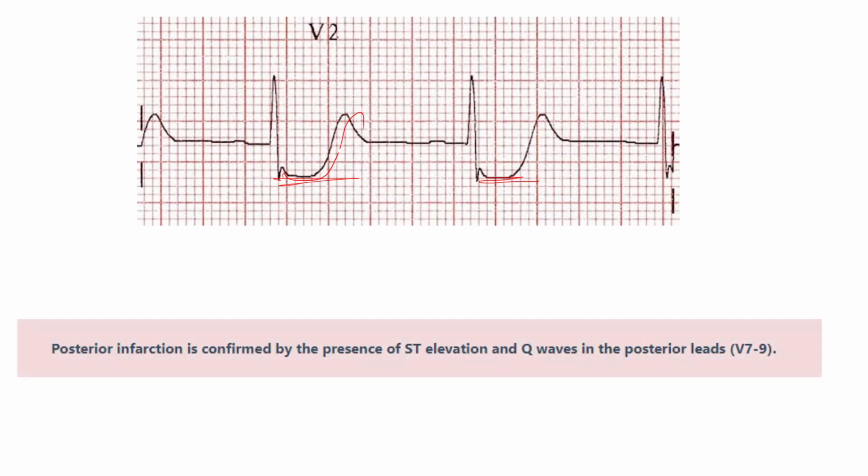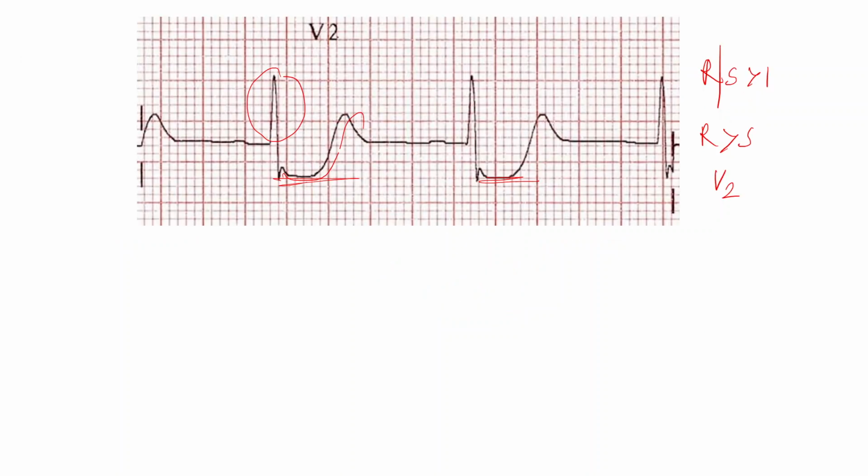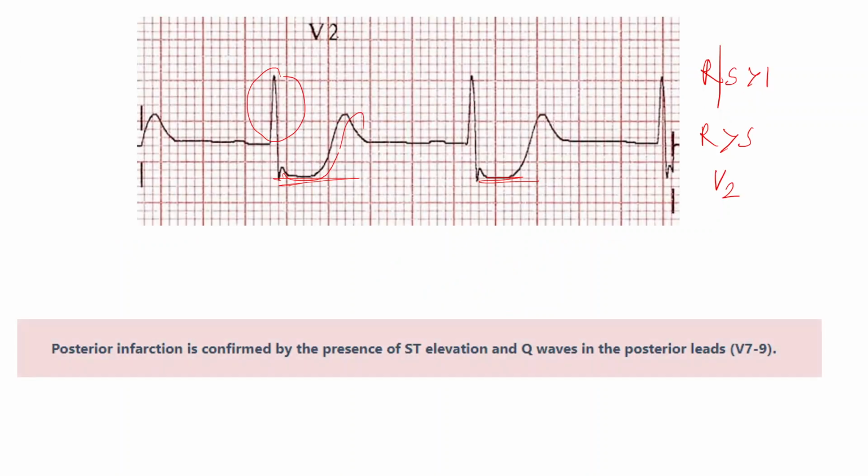One more point is a significant R wave in V2. So R by S more than 1, or you can say R more than S in V2. This is also a finding for posterior MI. We'll just mention it here. R more than S in V2 is also a finding for posterior MI. Of course, you have to confirm with the posterior leads.